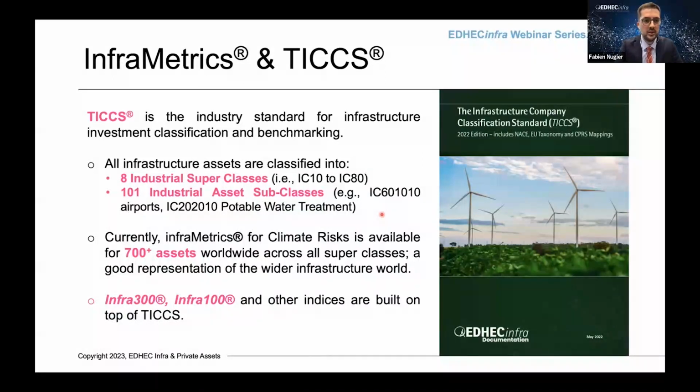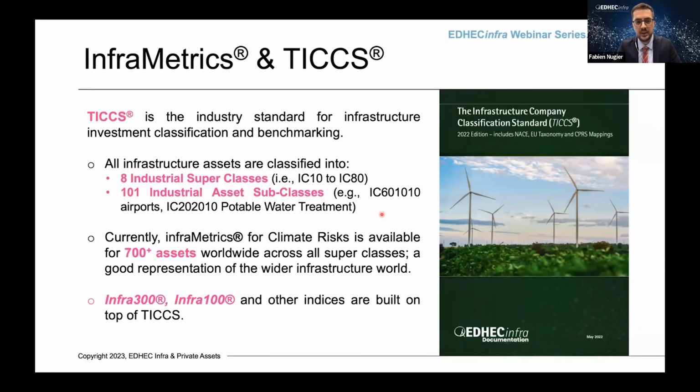So all research is based on TICS. They are taking part in every aspect of our modeling, actually, and TICS is the standard for infrastructure investment classifications, and it's used by multiple investors, as you probably know. And it contains 8 industrial superclasses, which go from IC10 to IC80. And within those superclasses, you have different subclasses, 101 of them now. For example, IC60 1010 is airports, and 2020-10 is potable water treatment.